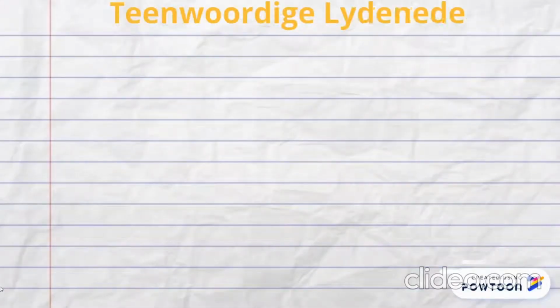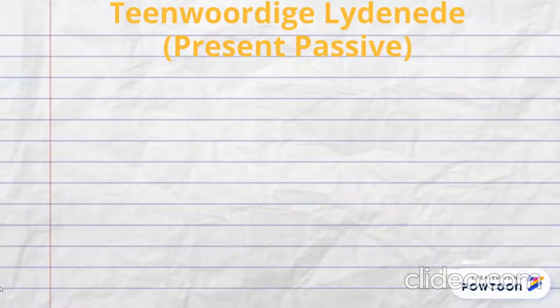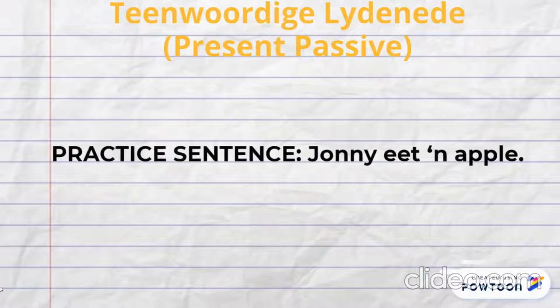Firstly, let's start off with teenwoordige leidende form, which in English means the passive form in present tense. In order to convert a present tense sentence to its passive form, there's a few basic steps that you need to follow to get there. Let's practice with a simple sentence to begin with. The sentence is, Johnny eat.